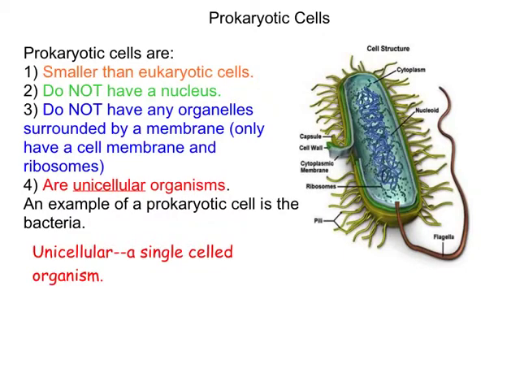And in fact, they really don't have any organelles that are surrounded by a membrane. They do have a cell membrane, and they have ribosomes, and they have all kinds of other cellular factories, if you will, mechanisms, but none as organized as the organelles in eukaryotic cells, except for ribosomes. And all prokaryotic organisms are unicellular organisms. An example of a prokaryotic cell is a bacterial cell. Unicellular means a single-celled organism.